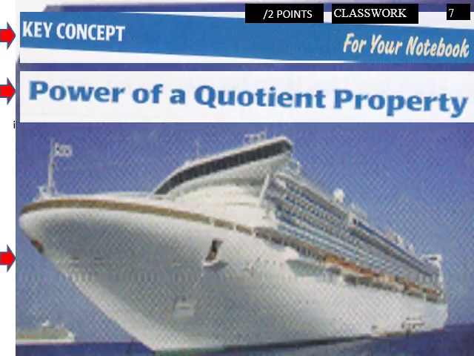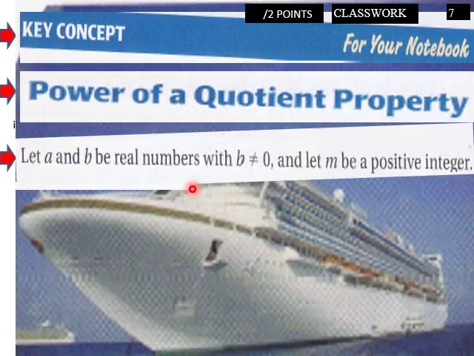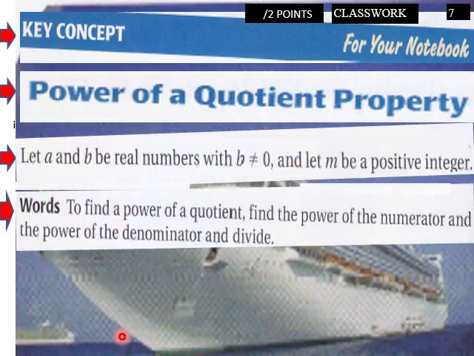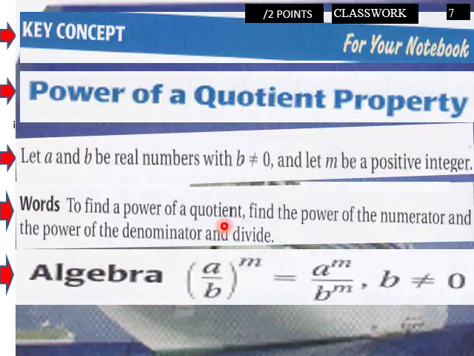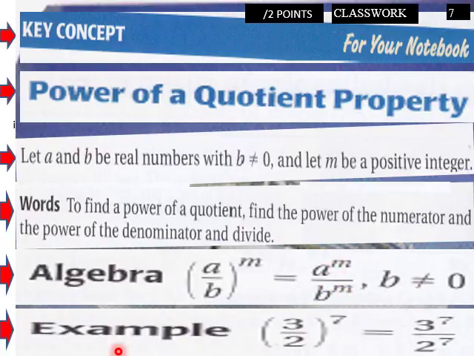And here it is, power of a quotient. Let a and b be real numbers, b not equal to 0. Let m be a positive integer. To find a power of a quotient, find the power of the numerator and the power of the denominator, and divide. When we power a quotient, this would be a to the 1st and this would be b to the 1st. You just multiply m times the exponent for a, and m times the exponent for b. A to the m over b to the m, b cannot equal 0. Here we have the same thing, 3 to the 7th over 2 to the 7th.